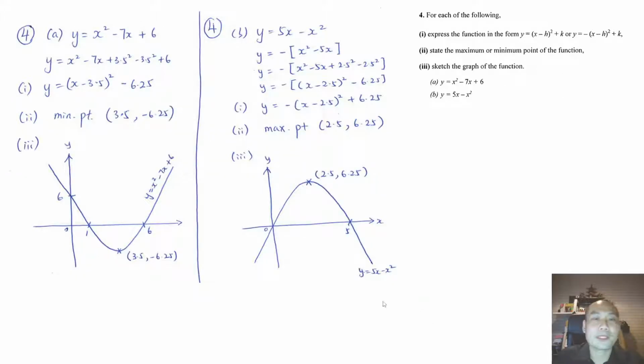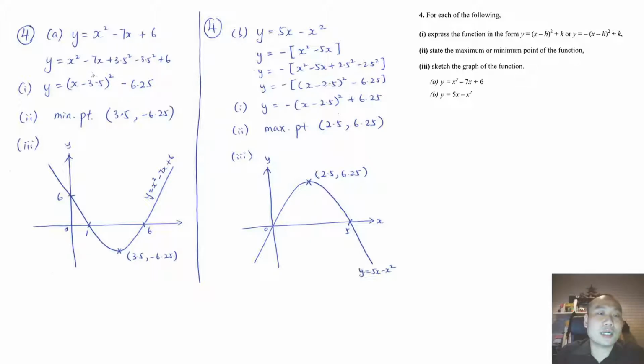Let's take a look at A first, right? So for A, we have y equals x squared minus 7x plus 6. Perform completing the square, right? You do this, and then we get y equals x minus 3.5 squared minus 6.25. If you leave your answer in fraction, it is fine also, right? Because if you give the equivalent value of the fraction, it is fine.